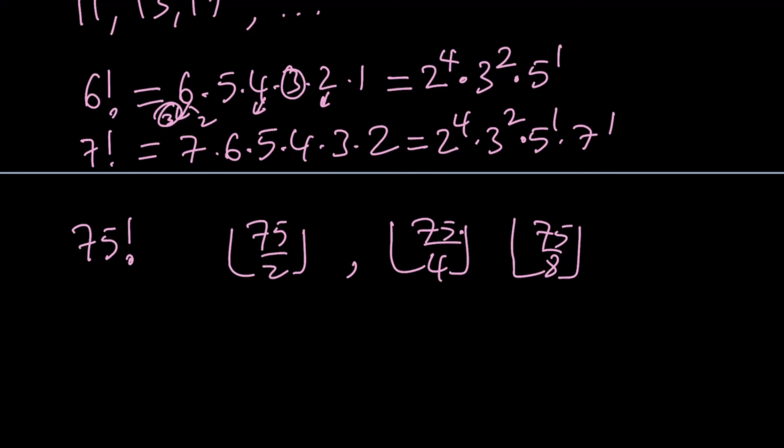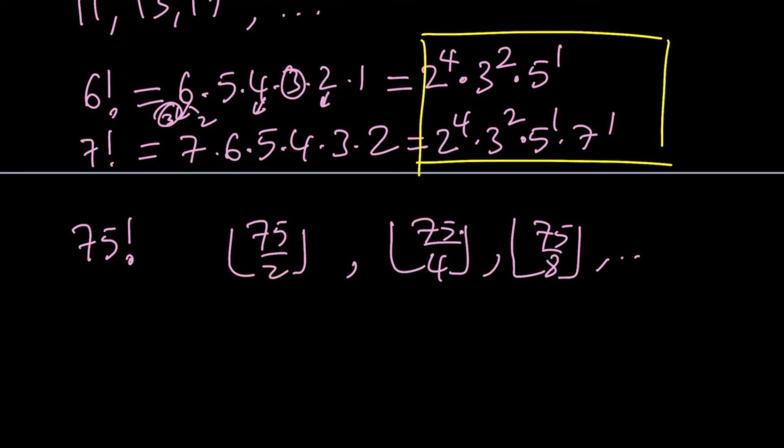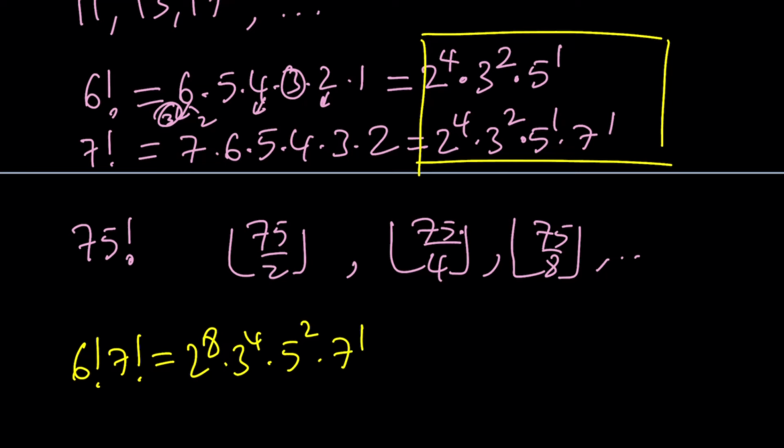But again, this looks like a long method. I don't know which one is shorter, but it's just another way to look at it. Anyways, let's get back to our problem. Here we have these two things, and we're going to multiply them together. So when we multiply 6 factorial and 7 factorial together, we're going to get 2 to the 8th, 3 to the 4th, 5 to the 2nd, and 7 to the 1st. Make sense? We just added the exponents. Fairly easy, right? Now here's what we're going to do.